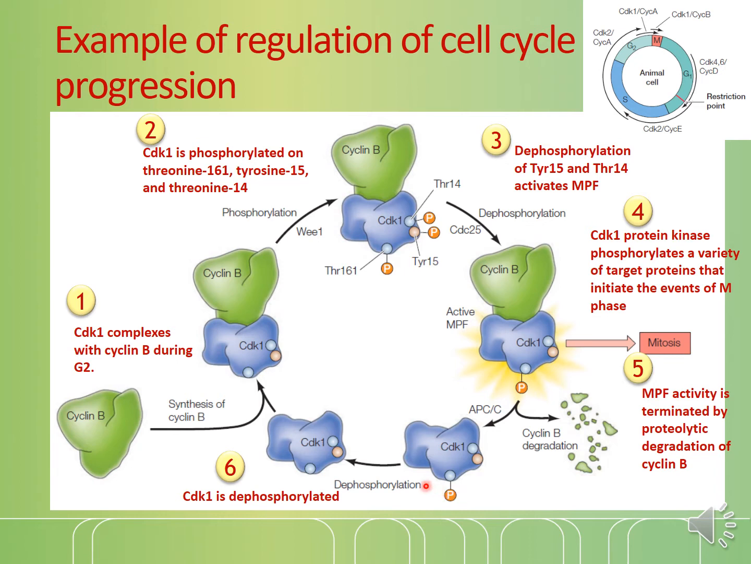This is followed by dephosphorylation of the activating position right here, that is threonine 161. So this phosphorylated site makes the protein active, by the way, and these 2 positions, when phosphorylated, make the protein inactive. Now what happens then is that CDK1 is dephosphorylated, and the cycle starts all over again by synthesizing cyclin B, complexing with CDK1, and so on. Okay, so it's all regulated.